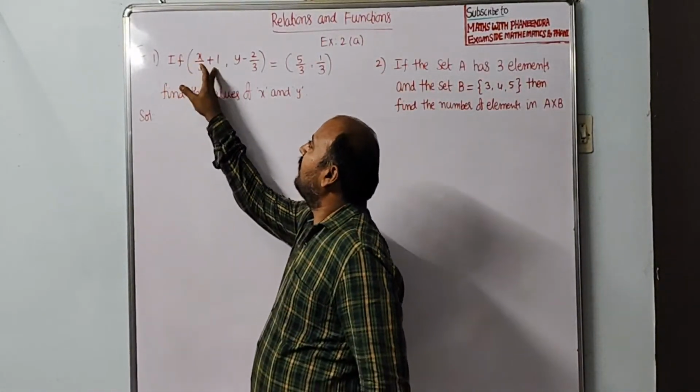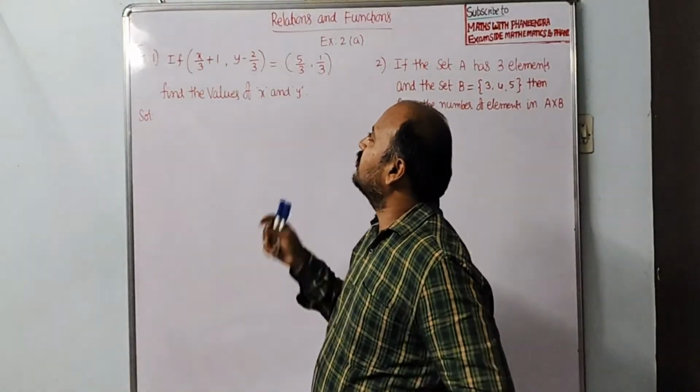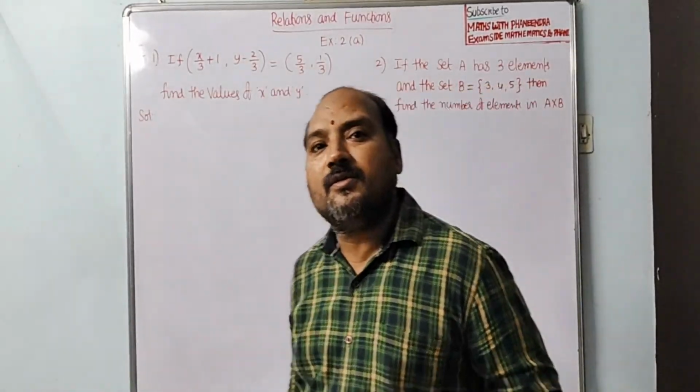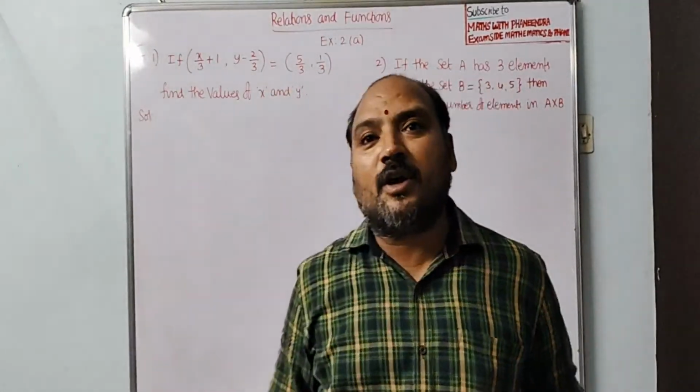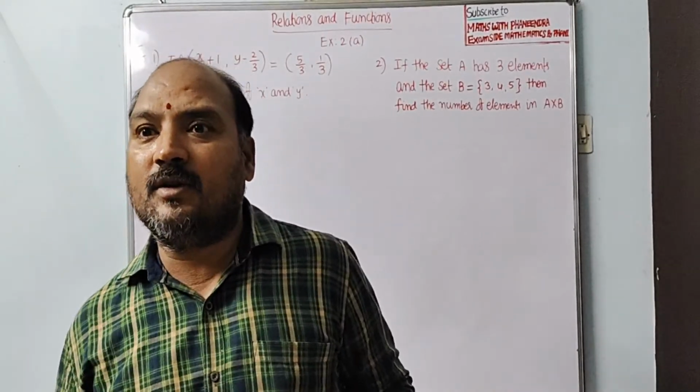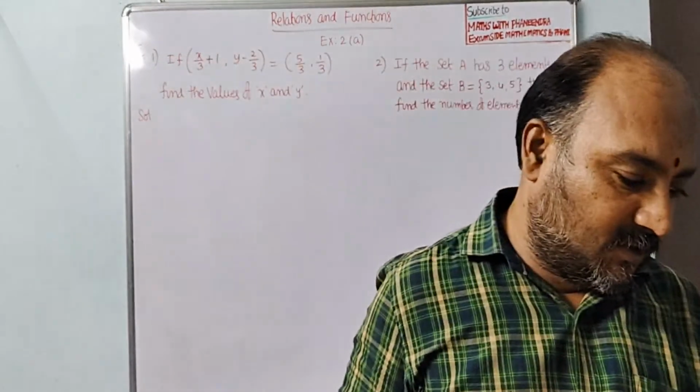If x by 3 plus 1 comma y minus 2 by 3 equals 5 by 3 comma 1 by 3, then find x and y. This is related to ordered pairs, equal ordered pairs.